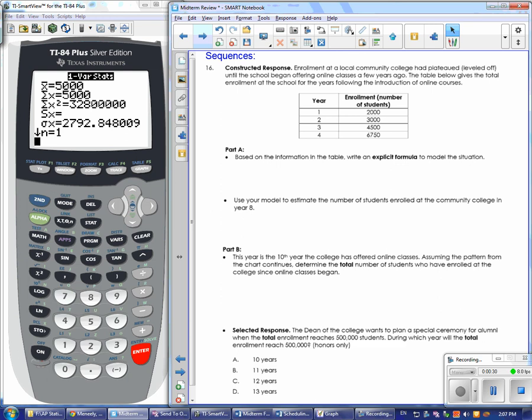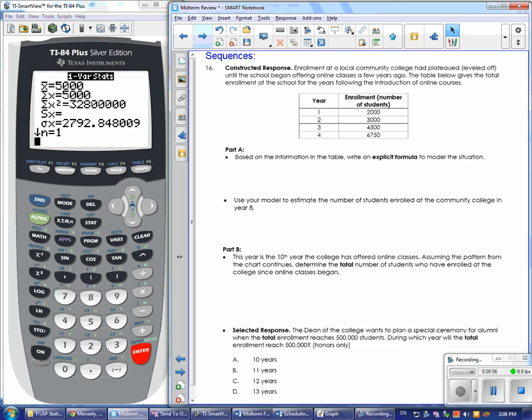We're looking at enrollment at a local community college that had plateaued, which means leveled off, until the school began offering online classes a few years ago. The table below gives the total enrollment at the school for the years following the introduction of the online courses. So in the first year they had 2,000 students, in the second year they had 3,000, and so forth and so on. If we look at part A, we're asked to write an explicit formula.